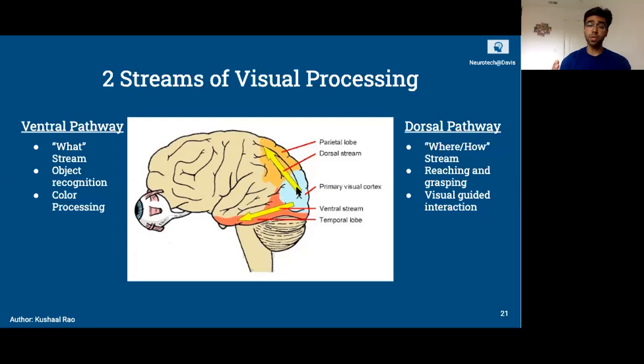This is part of the dorsal stream because, as I said, dorsal goes upwards, and the dorsal part of the occipital lobe is the parietal lobe, which is responsible for spatial awareness. So if you think about it, it makes sense that if you're trying to figure out an object's spatial relationship to you and how you would interact with it, you would use part of your parietal lobe, and that makes up the dorsal stream of visual processing.